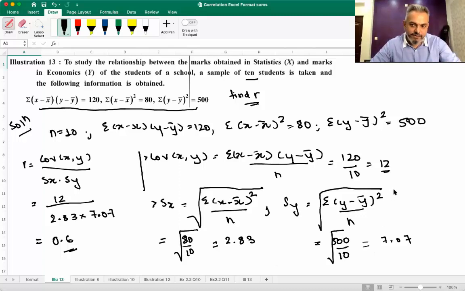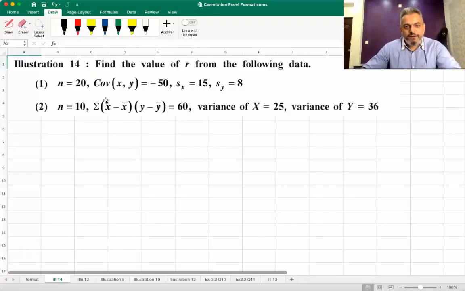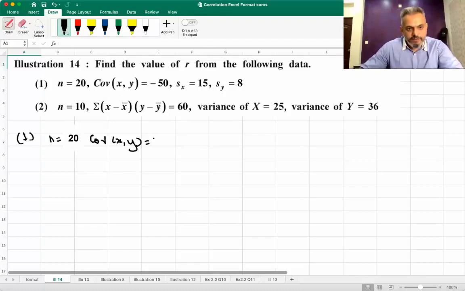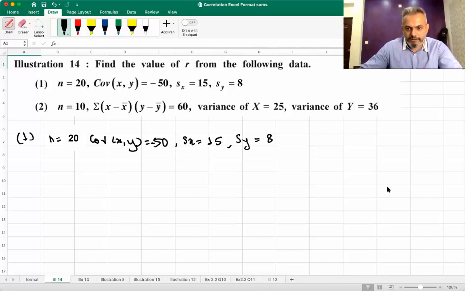Answer does not change, answer remains the same. Now, illustration 14, find the value of R from the following data. Covariance x comma y is minus 50, not 50, minus 50. Then standard deviation of x is equal to 15 and standard deviation of y is equal to 8. So n is equal to 20, covariance x comma y is minus 50, standard deviation of x is 15, standard deviation of y is 8.